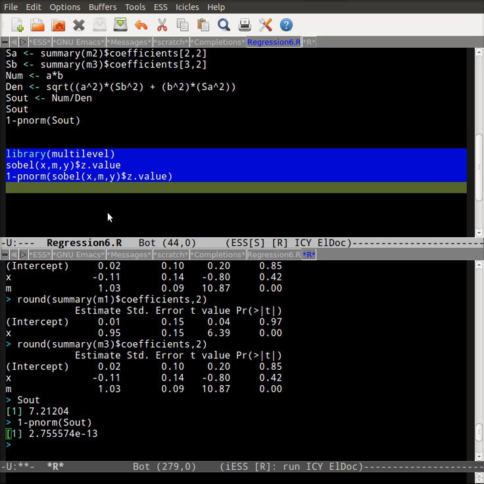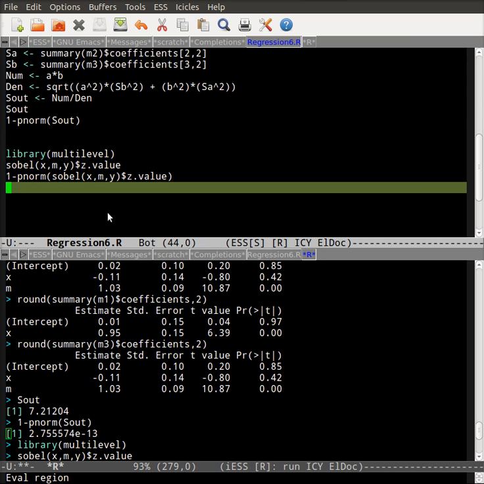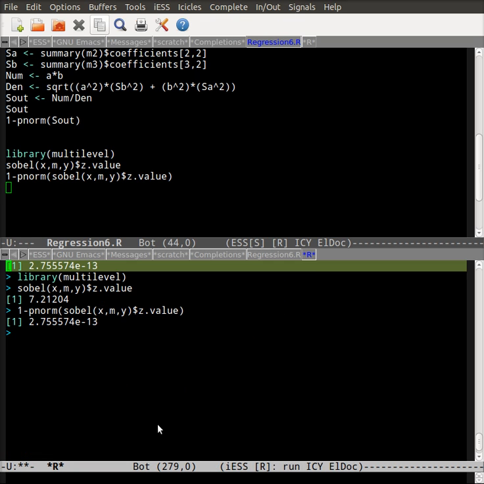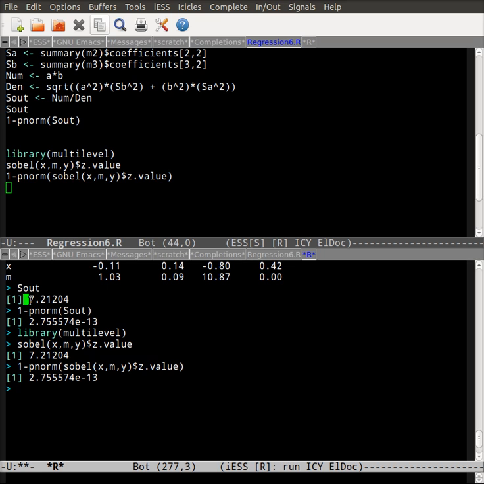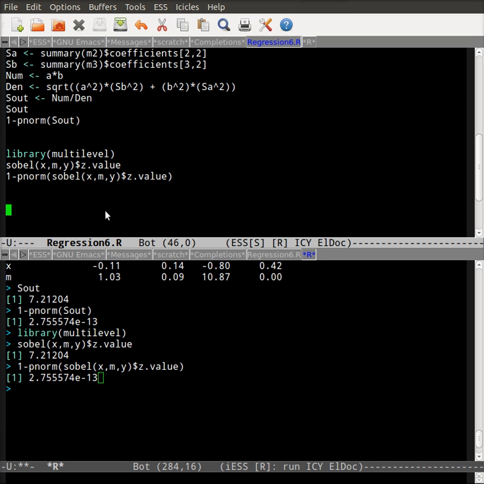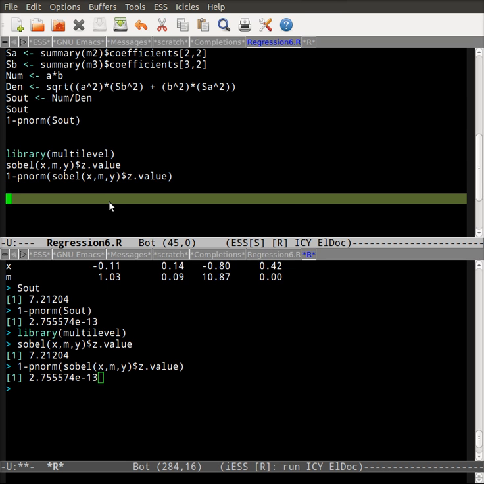And in R, there are all sorts of functions that you can run. Here's one where there's a library called multilevel, and what you get is 7.21204, same number that I got before. You can see here the p-value associated with that Z. Okay, so now what I've done is I've run through testing mediation.